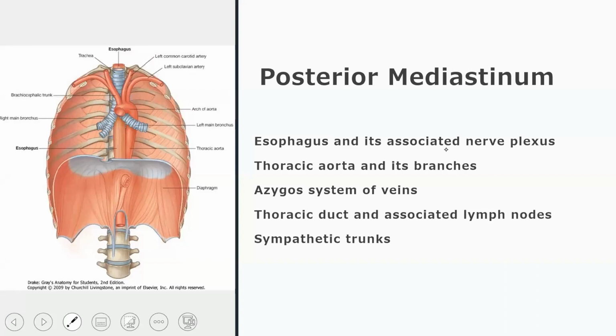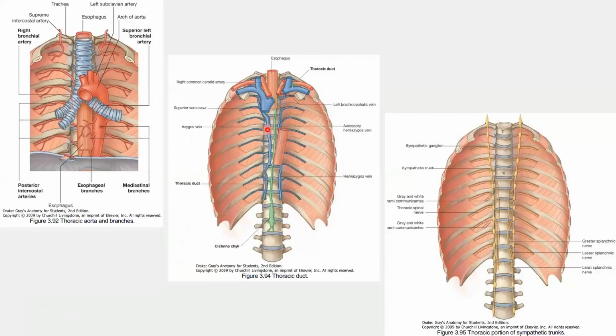So when you look at the posterior mediastinum, you have already seen you have the esophagus, the thoracic aorta, and then more posteriorly you have the thoracic duct and associated lymph nodes. And there's a system of veins called the azygous system. This is the azygous system, which drains the structures of the thorax, the thoracic wall, and other structures of the thorax like the esophagus, right? Here again you can see the thoracic duct.